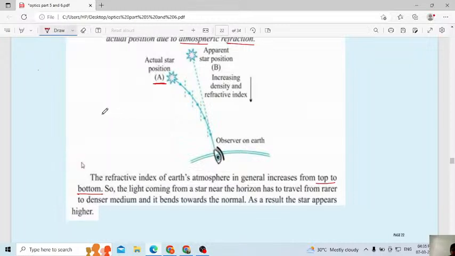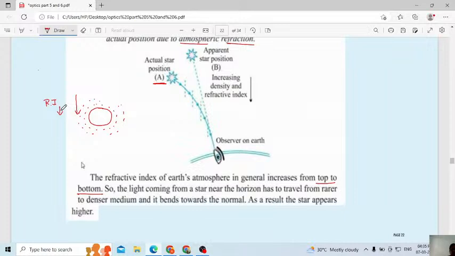I am explaining slowly because these are very important concepts. Definitely they will ask in the exam. This is the earth surface. Around the earth surface you have the atmospheric layers, like this. Okay. Then here what they are telling: the refractive index of the earth's atmosphere in general increases from top to bottom. As we move from top to bottom, the refractive index also increases. So light coming from a star near the horizon has to travel from rarer to denser medium.